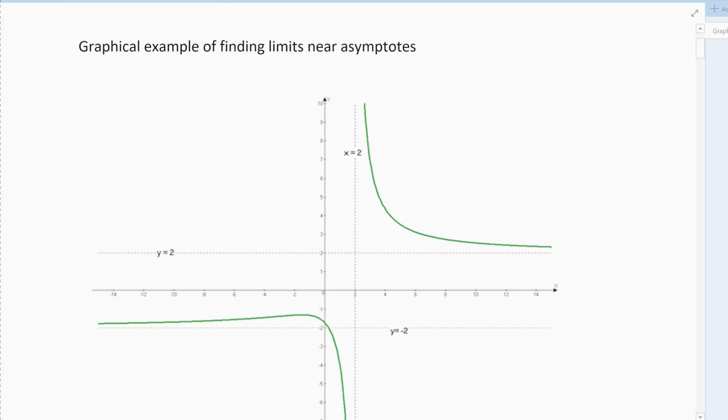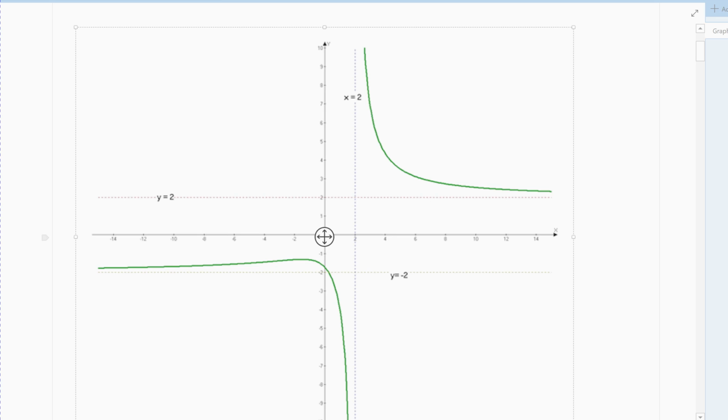Graphical example of limits that occur near asymptotes when you have asymptotic behavior, both horizontal asymptotes and vertical asymptotes. All right, so here's a graph that has one vertical asymptote and two horizontal. Vertical would be the up and down, that's this x equals 2 line, and then it has two horizontal: y equals 2, that's this line, and this other dotted line down here, y equals -2.